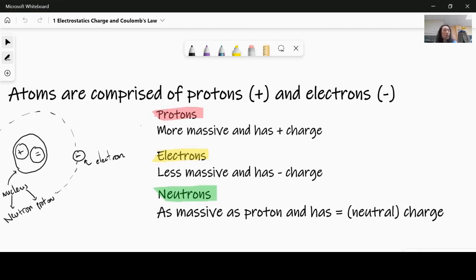One, the proton is more massive and it always is considered to have a positive charge. The electron is less massive and has a negative charge. And what I mean by less massive, it's to a great order of magnitude. And that does show up a lot when we look at how different charged objects operate under certain conditions. And then, of course, we have the neutron. It's just as massive as a proton, and it has a neutral charge. We usually don't talk about neutrons, but occasionally it does pop up.